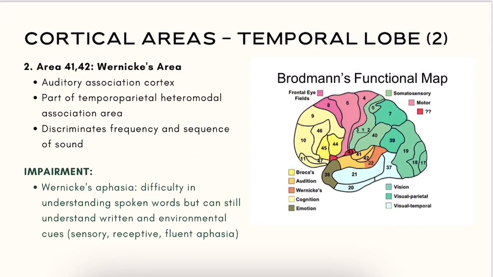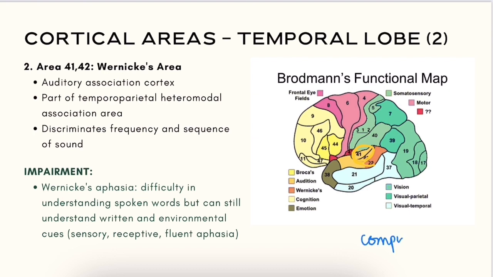Next, we have our second one, which is area 41 and 42, which is what I mentioned before, our Wernicke's area. Remember, we talked about Broca's area. Now we have our Wernicke's area. This is our auditory association cortex, and this is part of the temporoparietal heteromodal association area. The main function of this is that it discriminates frequency and sequence of sound. So Wernicke's area is for comprehension. Take note of that.